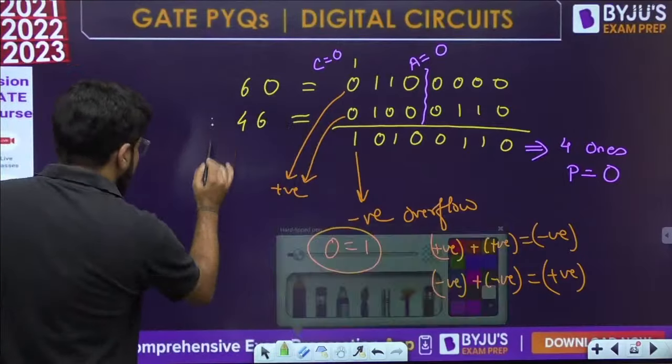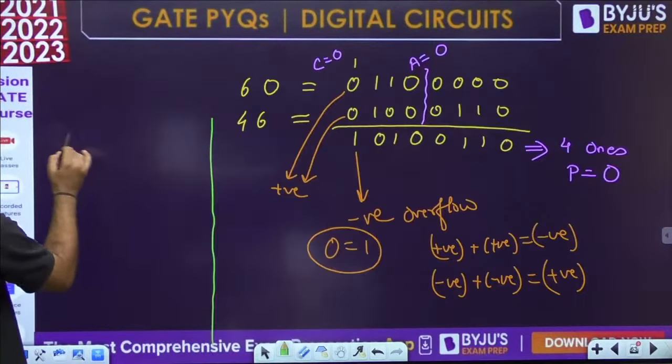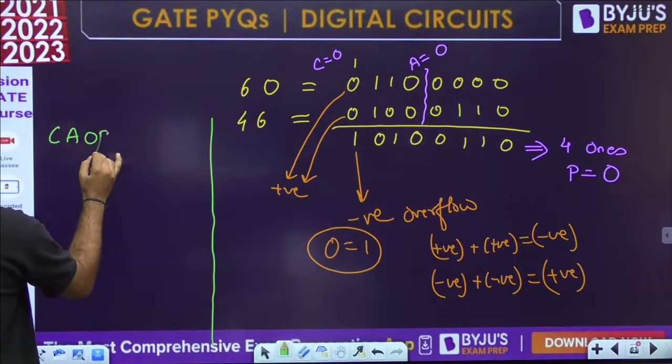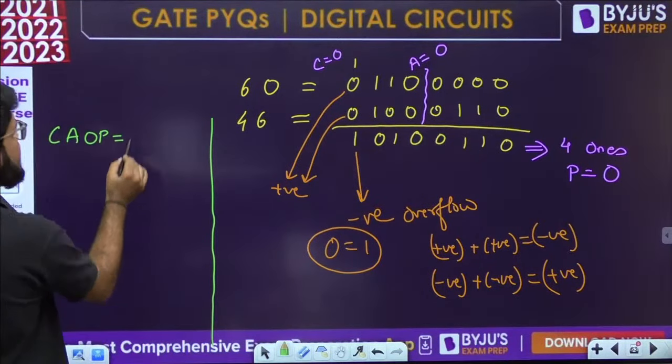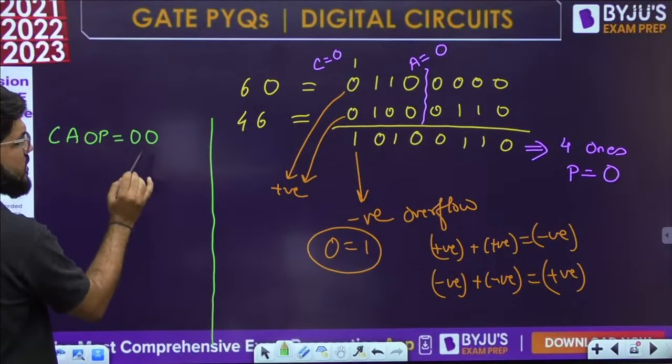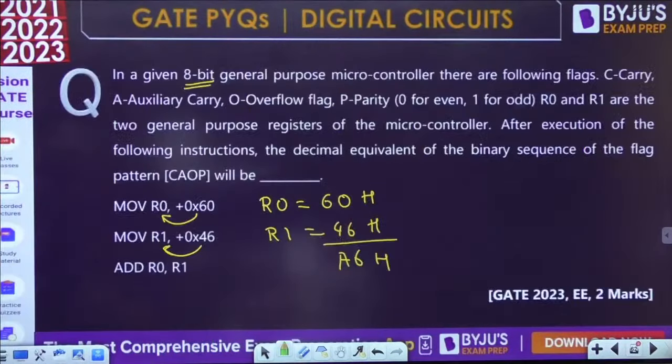So overall contents, in what format are they asking? They are asking in the CAOP format. What is the C? C was 0. Auxiliary carry also 0. O is 1. Parity is 0. What did the question say?